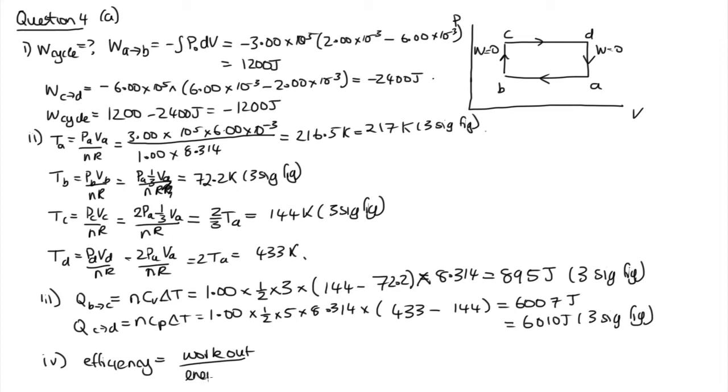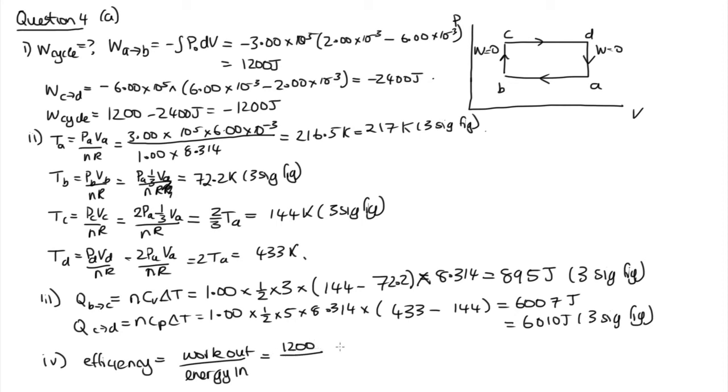So the work out, I mean, it's not really clear from the question if we need to do the work out just from B to C to D or for the whole cycle. I'll do the whole cycle, but you could have done either of them. So the work out is equal to 1,200 because the work done on the gas was negative, so the work done by the gas is positive, which is the work out.